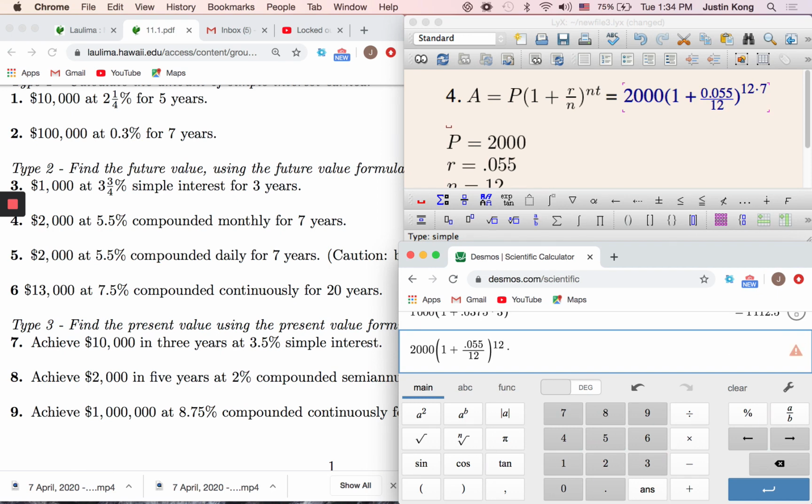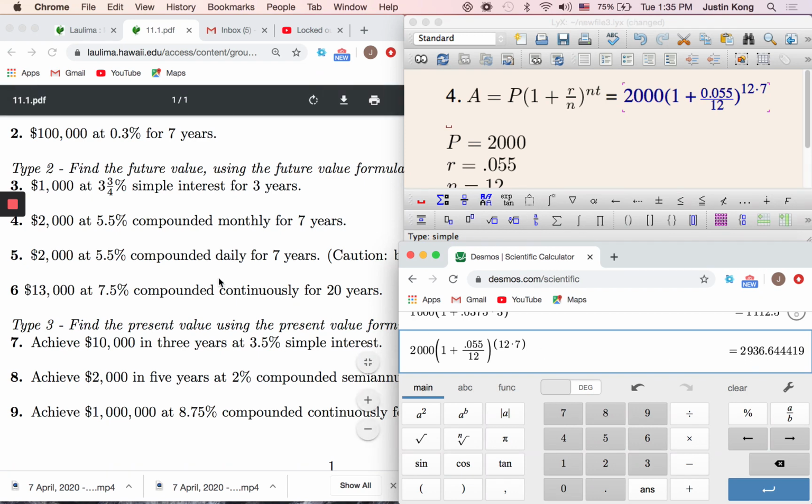Then 12 times 7. Okay, so you notice what happens if I type 12 times 7: because of the order of operations, it takes the exponent and then multiplies the result times 7. So whenever you have an exponent, include it in parentheses. Parentheses 12 times 7, and then close the parentheses like that. So keep your exponents in parentheses. It's just the general rule of thumb. Okay, so that equals $2,936.64. So that's the answer here. 5.5%, 7 years. The interest turns out to be $936. So the end result is $2,936.